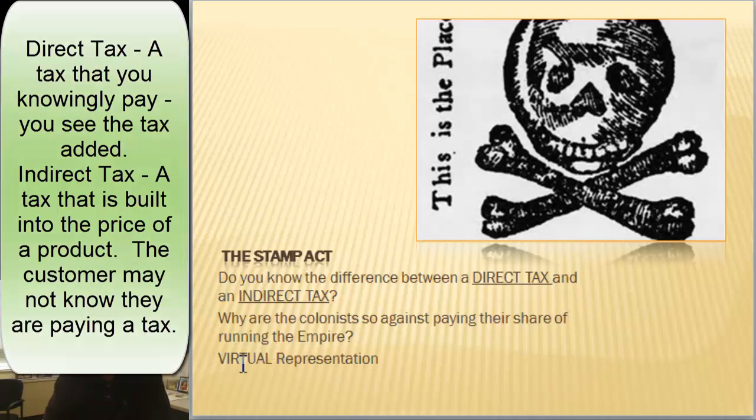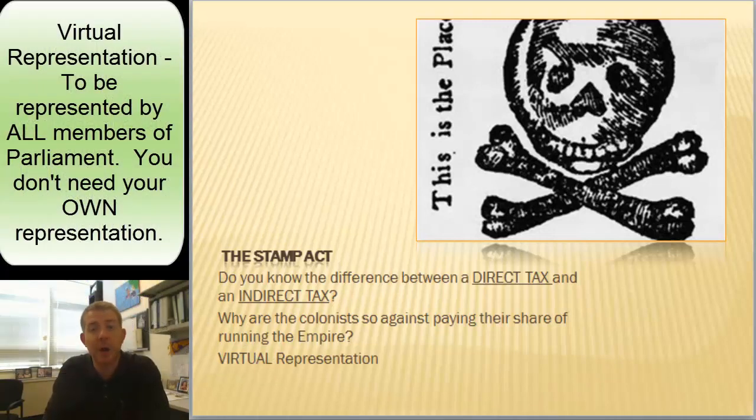This is a concept I'd like you to take a note on, because Parliament says you are represented. You are a part of the empire. Parliament thinks about the empire, and so they are representing you. The colonists look at it differently. They think, no, we should have somebody from the colonies representing us there. And that's where we start to see a real fracture in the relationship.